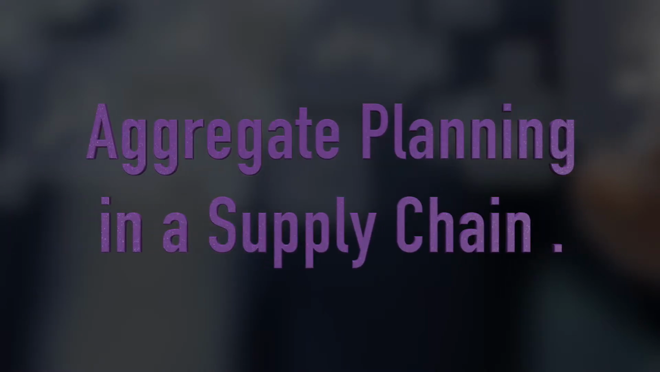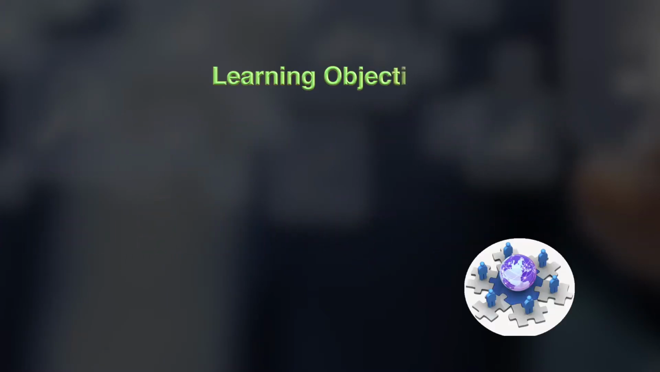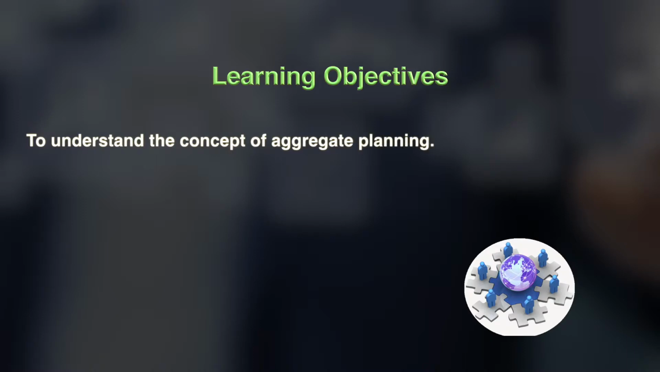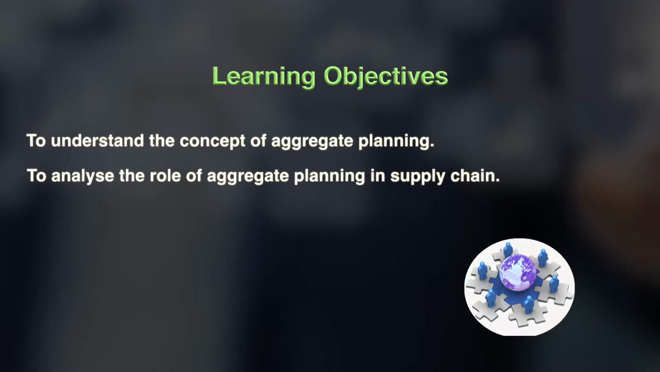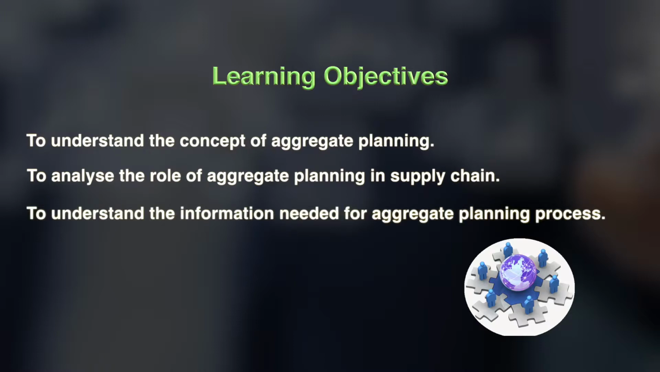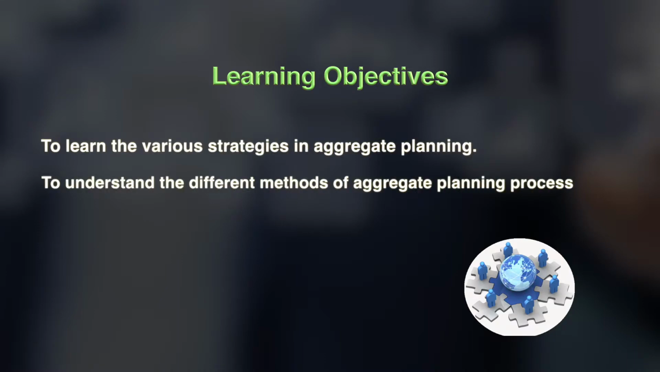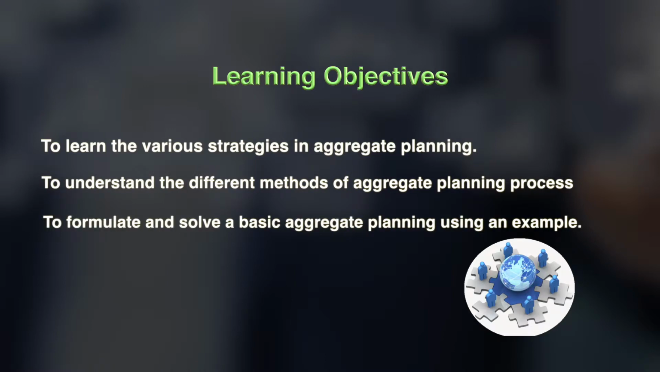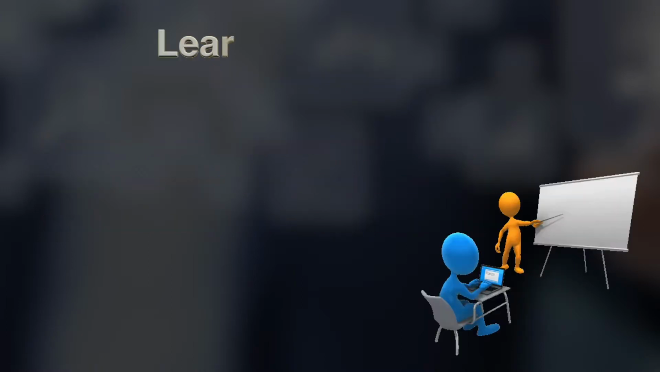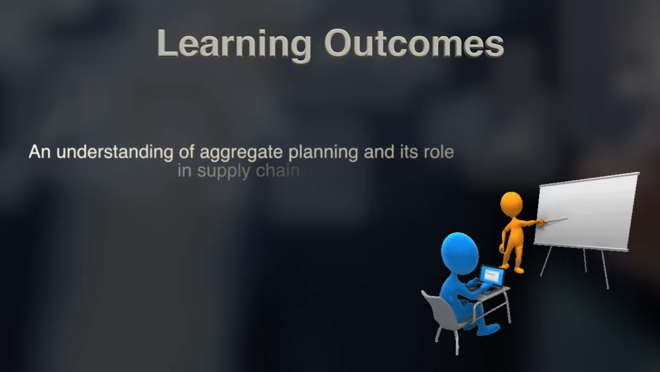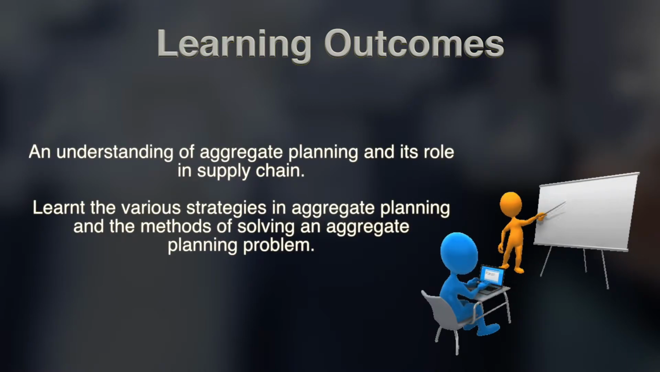Aggregate planning in a supply chain. The learning objectives of this module are to understand the concept of aggregate planning, to analyze the role of aggregate planning in supply chain, to understand the information needed for aggregate planning process, to learn the various strategies in aggregate planning, to understand the different methods of aggregate planning process, to formulate and solve a basic aggregate planning problem using an example. The learning outcomes are an understanding of aggregate planning and its role in supply chain.